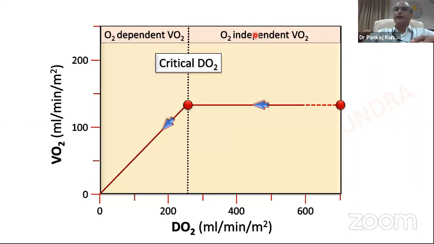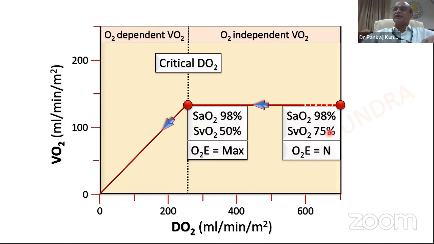But here, the oxygen consumption is dependent on the oxygen supply. So that's the point where it starts to dip. It's called the critical delivery oxygen content. If you have a saturation of 98% here, SvO2 is 75%, the extraction would be normal. But at this point, the saturation may still remain 98%, but the venous saturation will dip to 50%, and the oxygen extraction is maximum at this point.